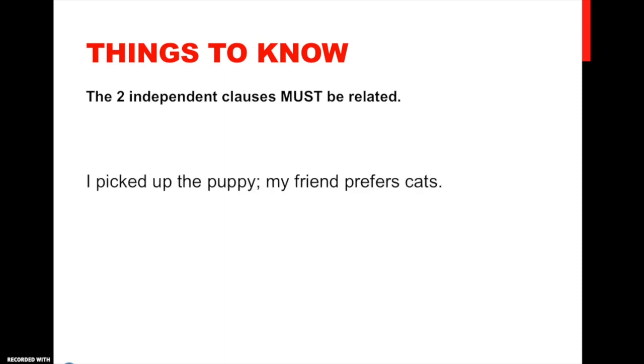Another important thing to know about this sentence pattern is that the two independent clauses must actually be related to one another. The use of the semicolon indicates that the two clauses are related. So you can't join "I picked up the puppy" and "my friend prefers cats."